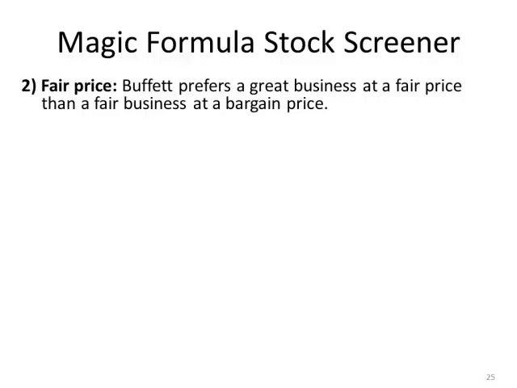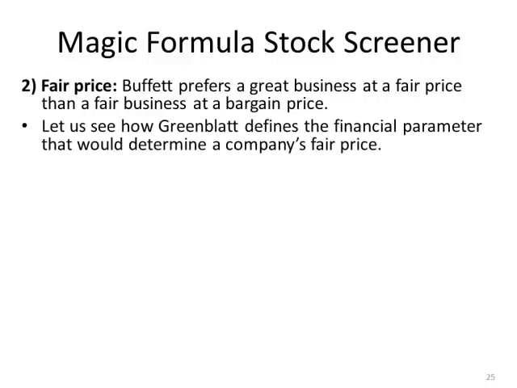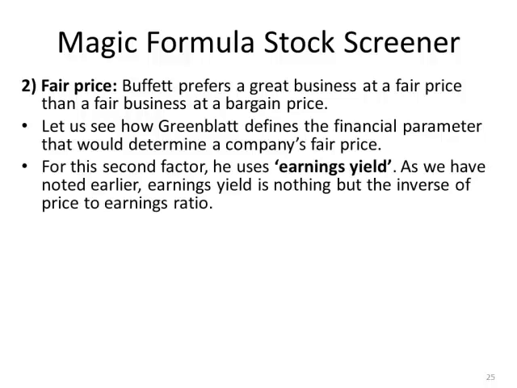So fair price is the second thing we want to look at. And as we've seen, Buffett prefers a great business at a fair price than a fair business at a bargain price. So the second approach is more the Graham approach. And let's see how Greenblatt defines the financial parameter that would determine a company's fair price. Right, so how exactly do we come up with understanding what determines a company's fair price?